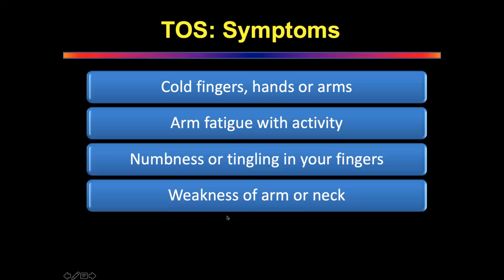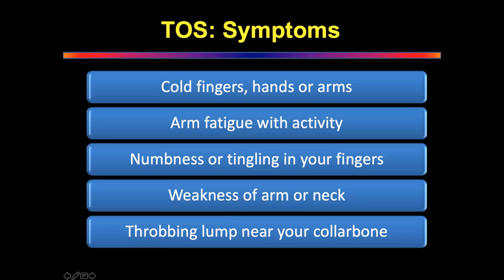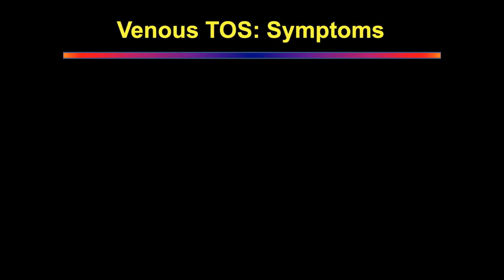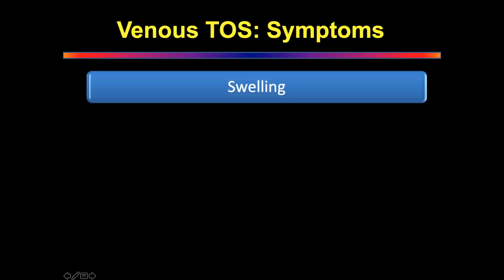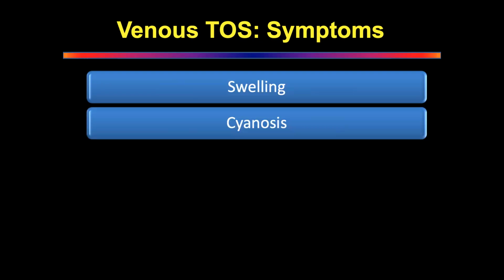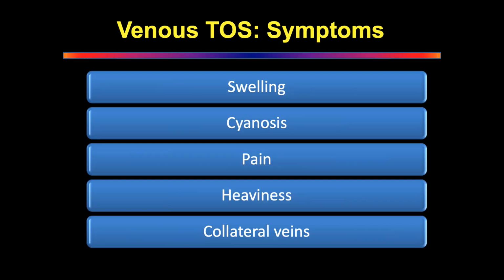And one more thing that you have to look for is any throbbing lump near the collarbone. Why throbbing lump near the collarbone? What does that suggest? So thrombus in the vessels. Thrombus in the vessels, or what else? Aneurysm. So you can get a post-stenotic aneurysm. If it's a venous thing, then specifically you're looking for swelling, cyanosis, pain, heaviness, collateral veins. You covered all of this. So only by history you can actually make out whether it's venous or arterial or neurological.